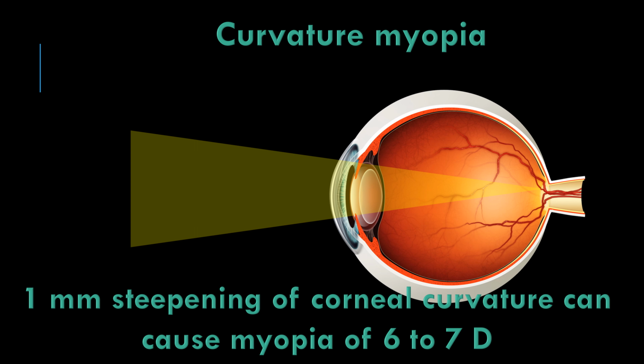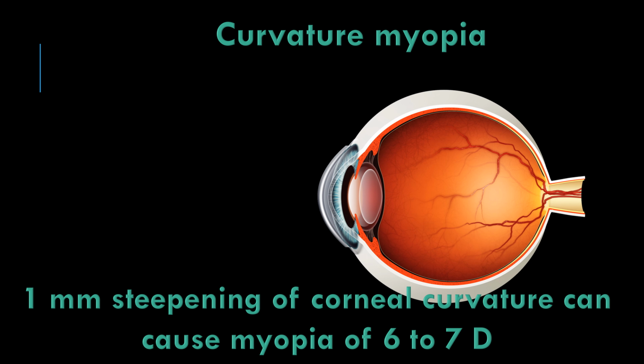The second on the list is the curvature myopia. In curvature myopia, the curvature of the cornea gets steepened. Even a 1 mm steepening of corneal curvature can cause a myopia of around 6 to 7 diopters.